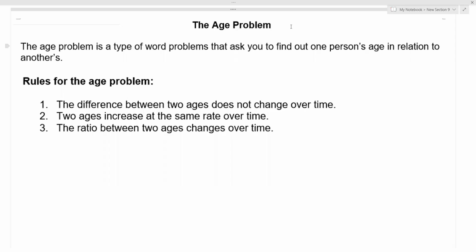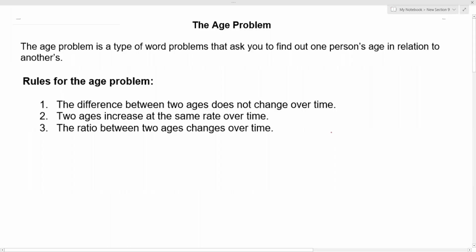So today we're going to talk about the age problem. This is a very typical problem that we see in elementary and middle school math contests. The age problem is basically a type of word problem that asks you to find out one person's age in relation to another's. There are three very simple rules for the age problem.